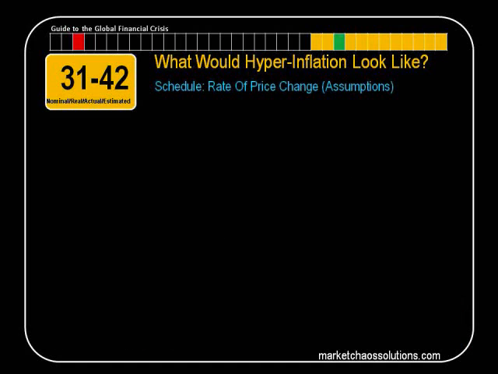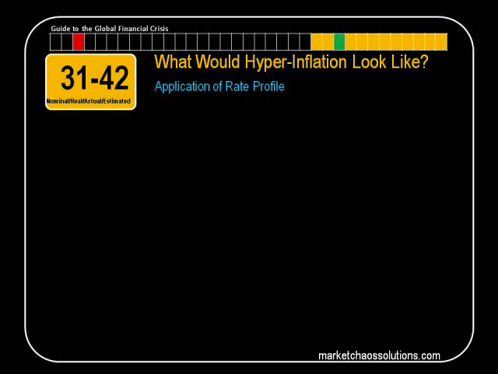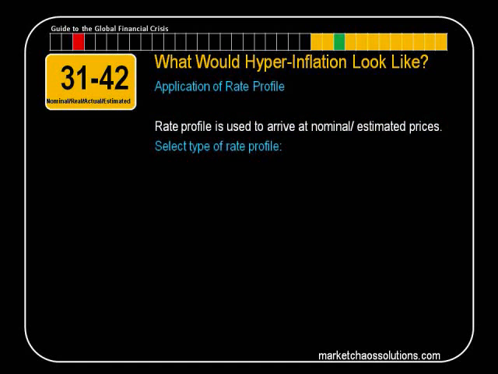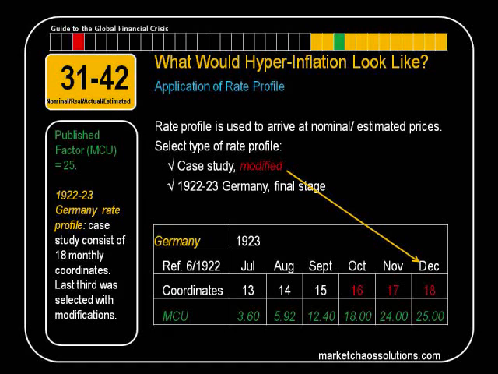A scheduled rate of price change is also referred to as a rate profile. There are 3 categories of rate profiles: case study, manual entry, and mathematical computation. Application of rate profile: rate profile is used to arrive at nominal estimated prices. In this illustration, we're going to select the type of rate profile that's a case study, modified 1923 Germany final stage. Modifications were made in the red numbered coordinates.